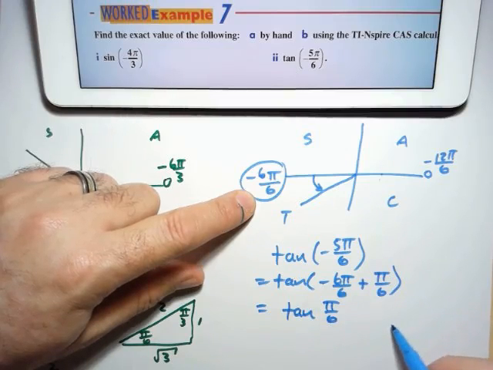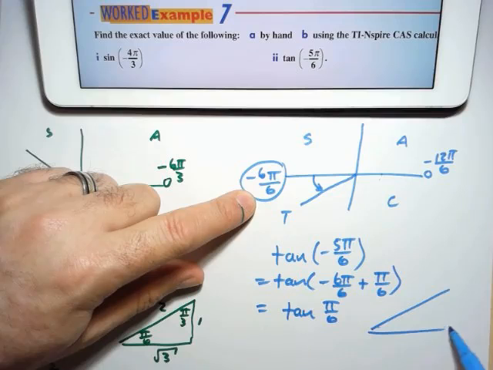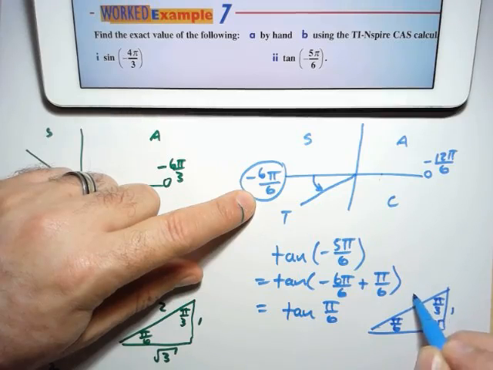Pi over 6 is a special triangle. I have to show my special triangle every time. 30 is pi over 6, that's pi over 3, 1, 2, square root 3. Tan of pi over 6 is opposite over adjacent, so it's 1 over square root 3.